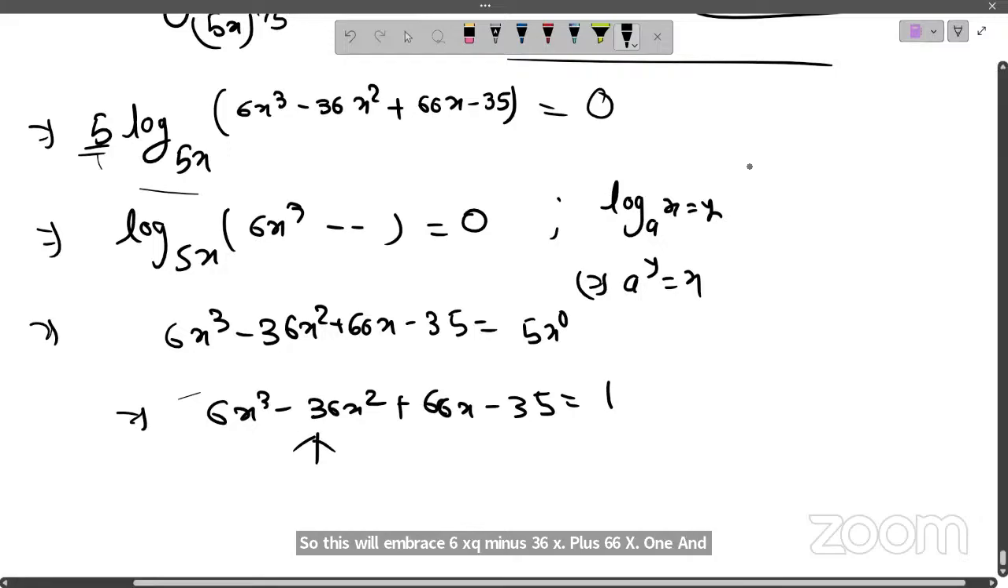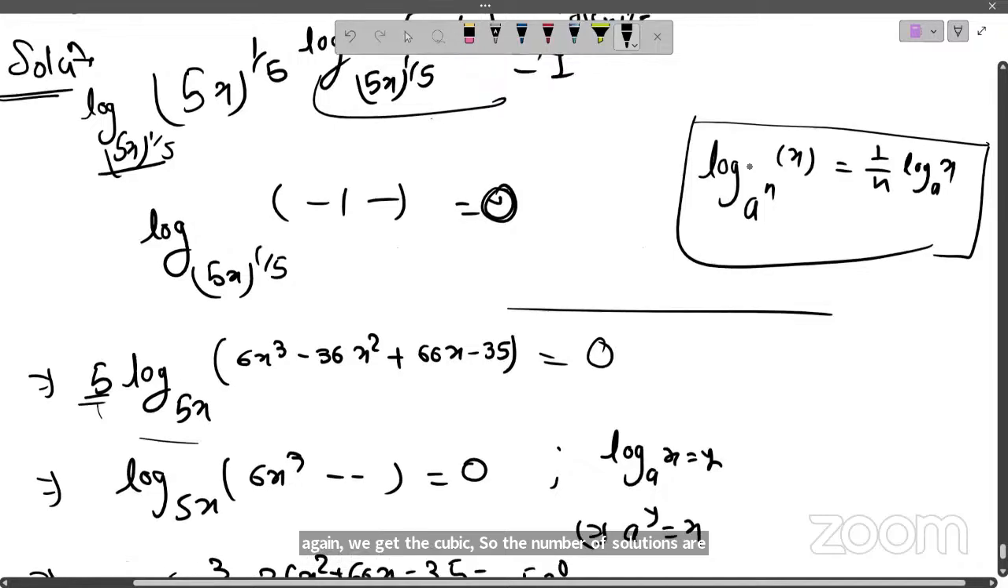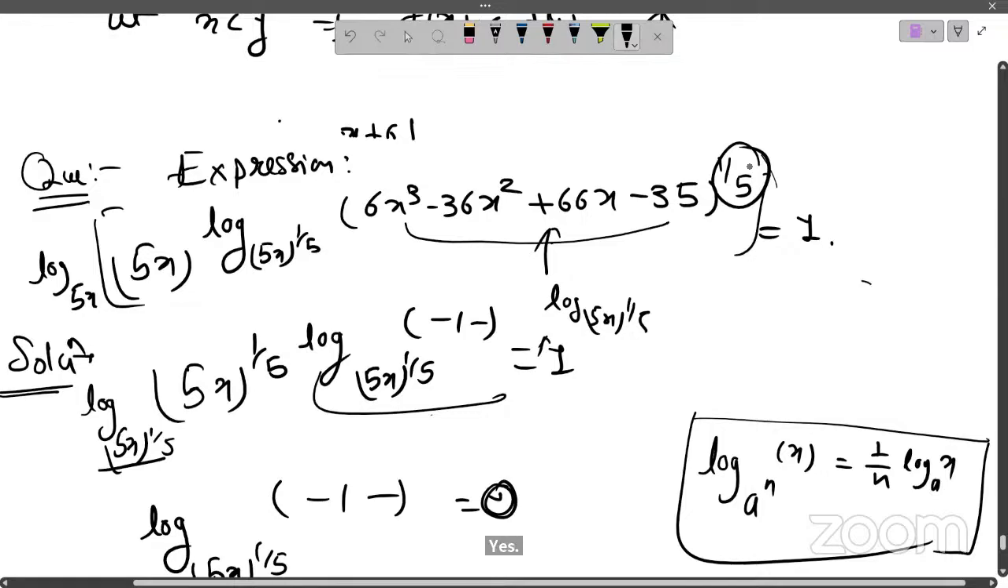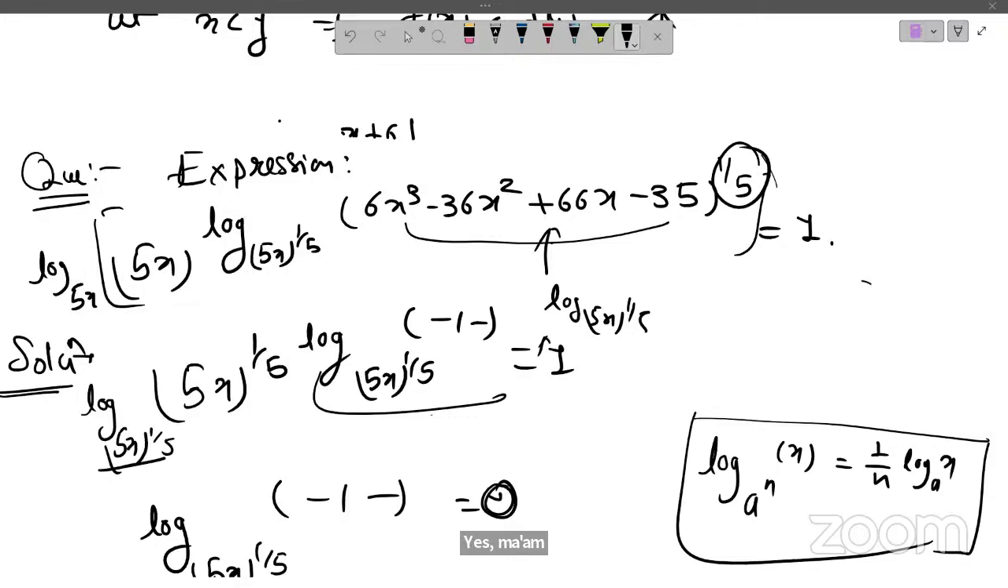And again, we get a cubic polynomial. So the number of solutions is 3 here also, right? Okay, now fine. Any doubt? Yes, ma'am, it's fine. No doubts. You guys are following, right? If someone has any doubt, just point it out. Fine. So this is one question. Any other question you guys want to ask?